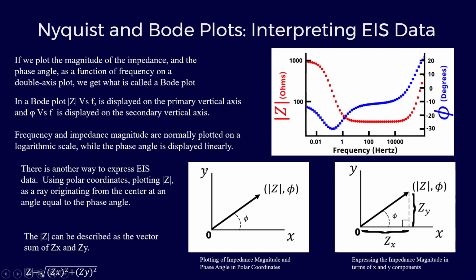There is also another way to express EIS data: we can use polar coordinates. These two pictures show the polar coordinates of the EIS system. That's plotting Z, modulus of Z, as a ray originating from the center at an angle equal to the phase angle. And this can be seen in this equation, that is, modulus of Z is equal to the square root of Z real squared plus Z imaginary squared.